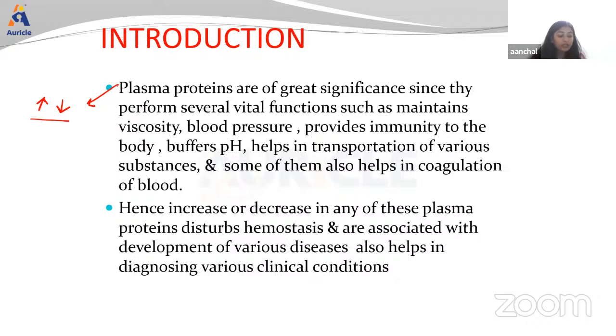Talking about the various types of plasma proteins, we have albumin, globulin, prothrombin, and fibrinogen. More than 300 plasma proteins are present, but these are the proteins present in major concentration. Once again, I'm going to repeat that first we should know the normal level of plasma protein, which is 6.4 to 8.3 gram per deciliter.